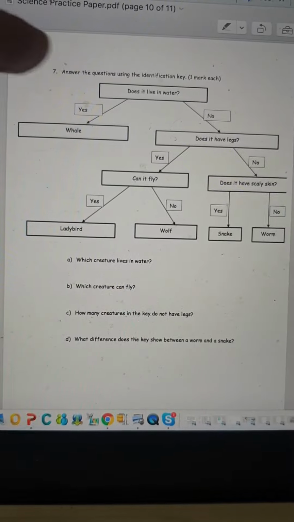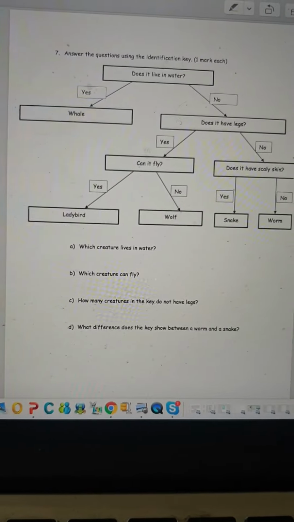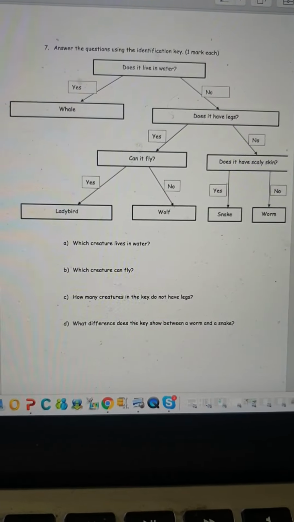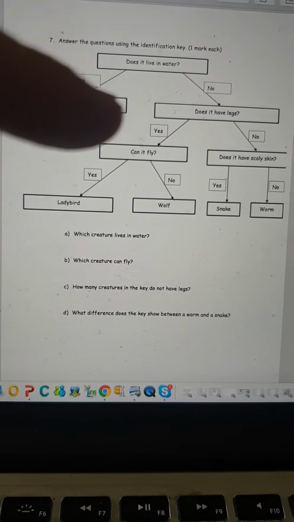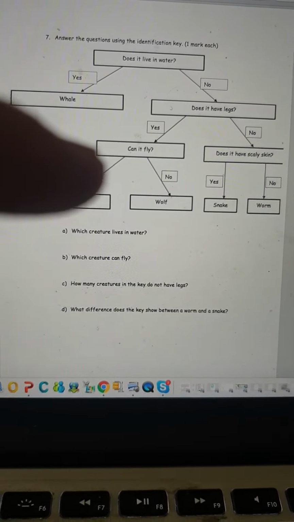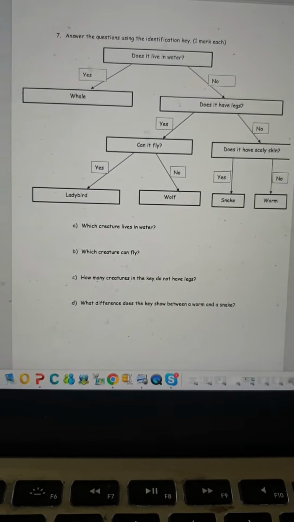So the first line in the identification key, the first question is, does it live in water? And then you have yes and no. On the no side, we have another question here, which says, does it have legs? And again, we have the answer yes and the answer no. And on the yes side, we have another question there. Can it fly? Yes and no. And on the no side here, we have another question. Does it have scaly skin? Yes and no.